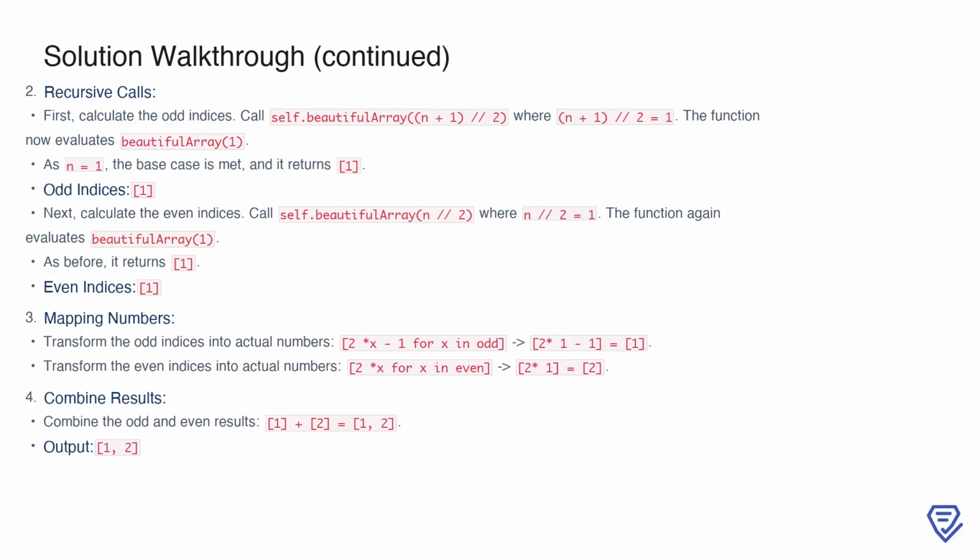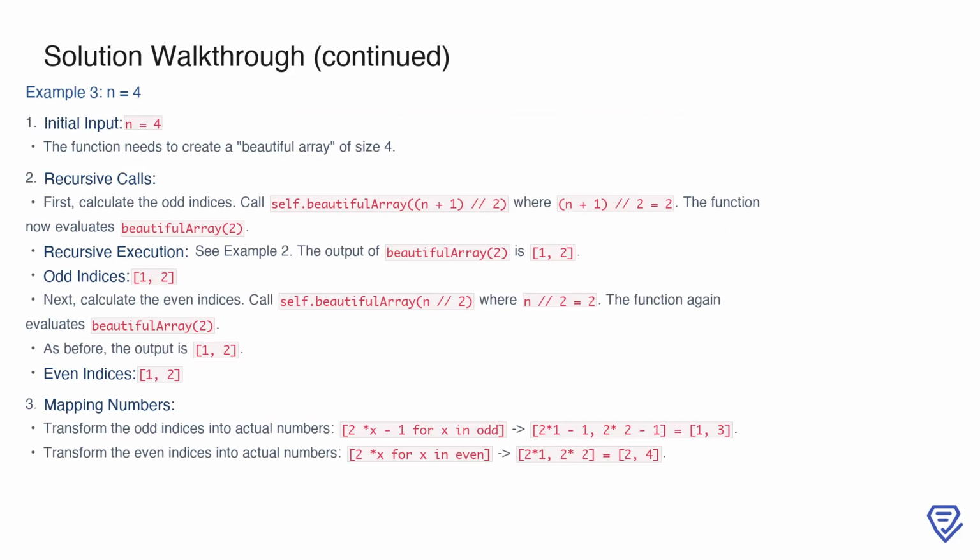After obtaining the odd and even indices, we map them to their actual positions. For odd indices, the transformation is 2x-1, which results in 1. For even indices, the transformation is 2x, resulting in 2. Finally, we combine the two arrays, yielding the result 1, 2, which satisfies the conditions of a beautiful array.